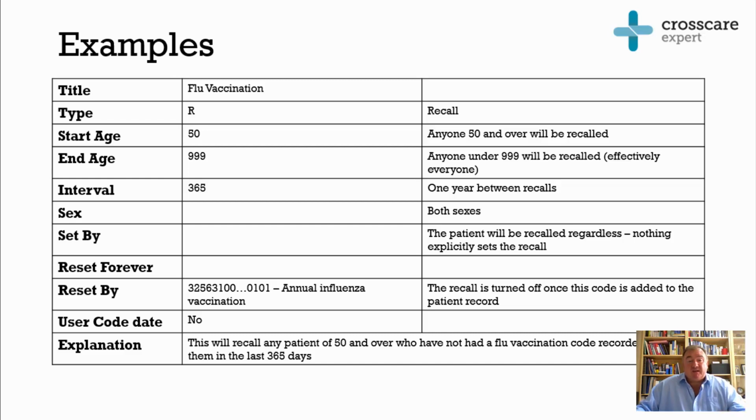Now this time we don't have a set by code because it doesn't matter. We want all the patients. They don't have to have anything particular first in order for us to do the recall. We're not going to reset this forever because I want to keep recalling them every year. And then the reminder is reset by a record being entered of them actually having their annual influenza vaccination. So this one will record anybody over 50 who hasn't had an annual influenza vaccination in the last 365 days.